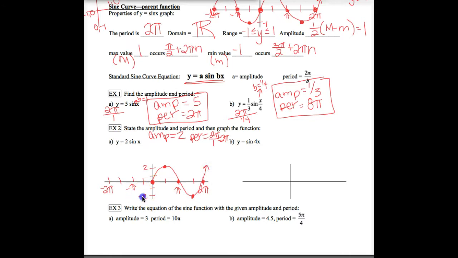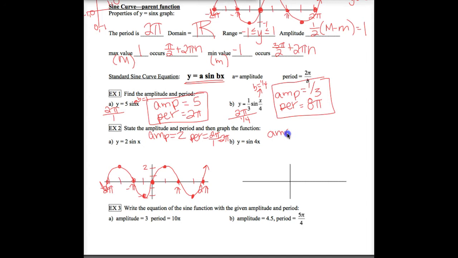And then if I do the other side to match, down, middle, up, middle, and then connect. So there would be my graph of my sine curve. Let's do one more of those.